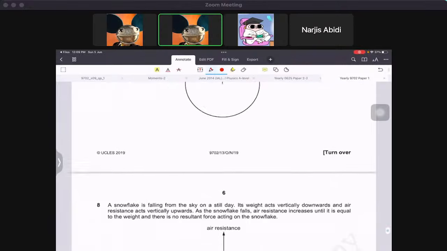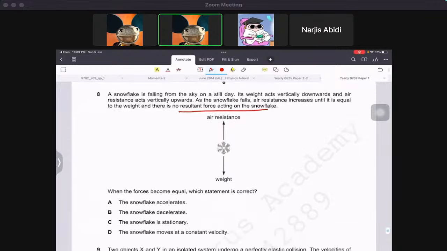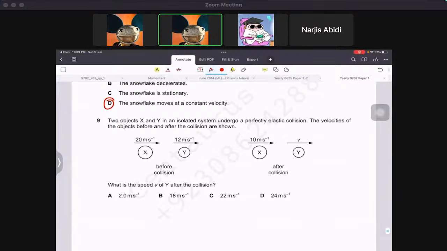Okay, now a snowflake is falling from the sky on a still day. The weight acts vertically downwards and air resistance acts vertically upwards. As the snowflake falls, air resistance increases until it is equal to weight and there is no resultant force acting on the snowflake. When the forces become equal, which statement is correct? When the forces become equal, the snowflake must move with constant velocity because it reaches terminal velocity. Then, two objects in isolated perfectly elastic collision.